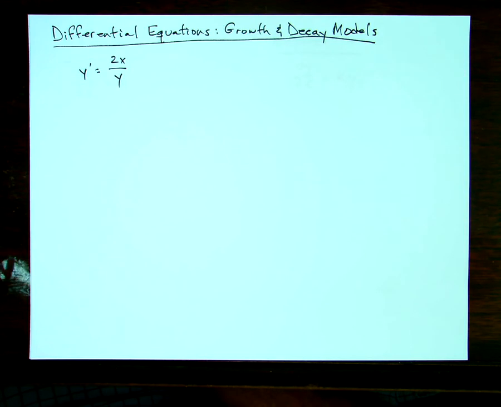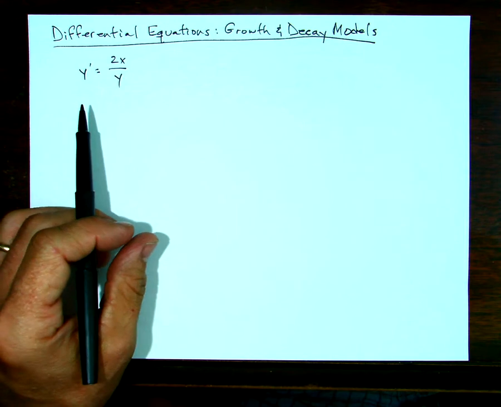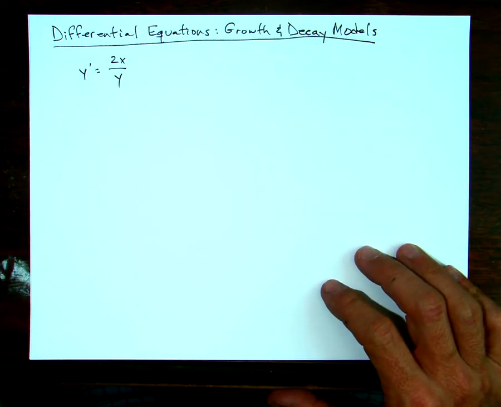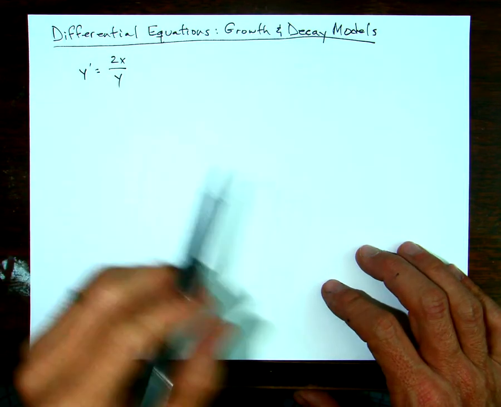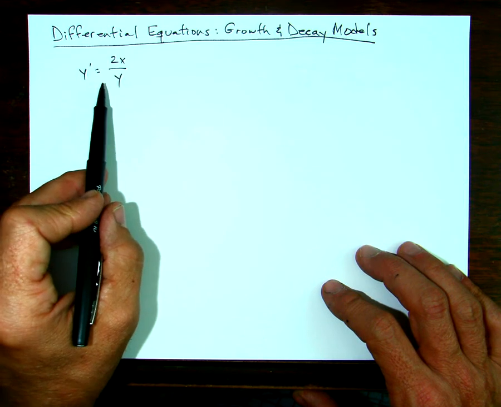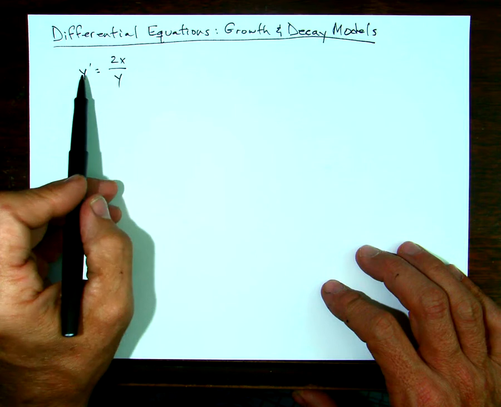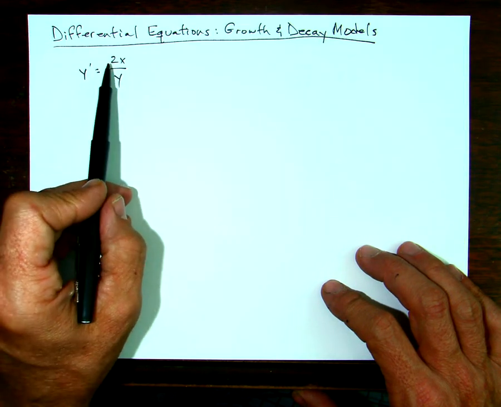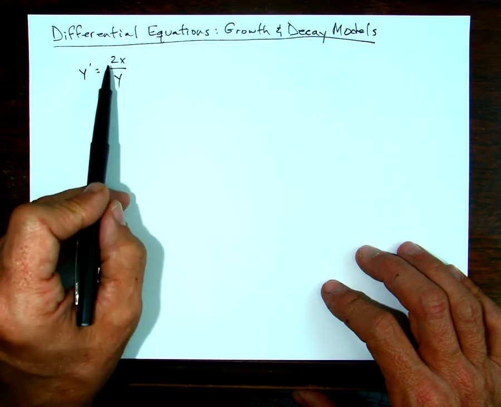In this video, I want to talk about growth and decay models related to differential equations. So in the first video lecture, just an introduction to differential equations, we talked about what it means for a function to be the solution to a differential equation. For example, in this differential equation, what we want to find is a function y equals f of x, such that when I take the derivative of that function, it's equal to twice x divided by the function, right? Or another way to think about that is 2 times the ratio of x to y.